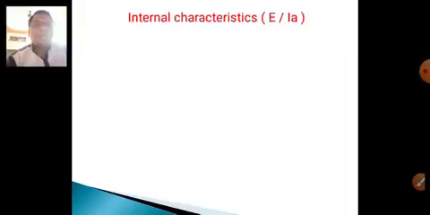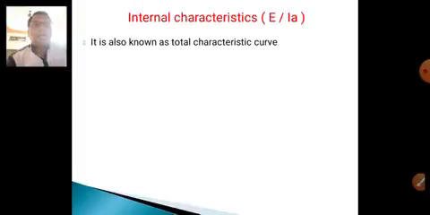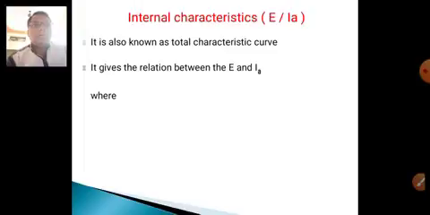And internal characteristics are drawn between the induced EMF E and armature current. It is also known as the total characteristic curve. It gives the relation between E and IA, where E is the actual EMF induced and IA is the armature current.